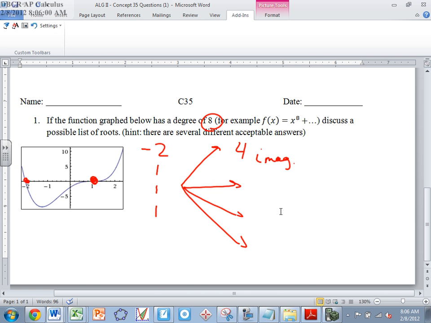2 imaginary, and then where do the other 2 go? 2 more 1s. Again, see how the 1 has the inflection point? That means there's at least a triple root. There could be a quintuple root, which is 5. So how do you get 5 of them? You start with 2 1s, and then 2 of them could be imaginary. By the way, there's no last leg here. You don't even need that.